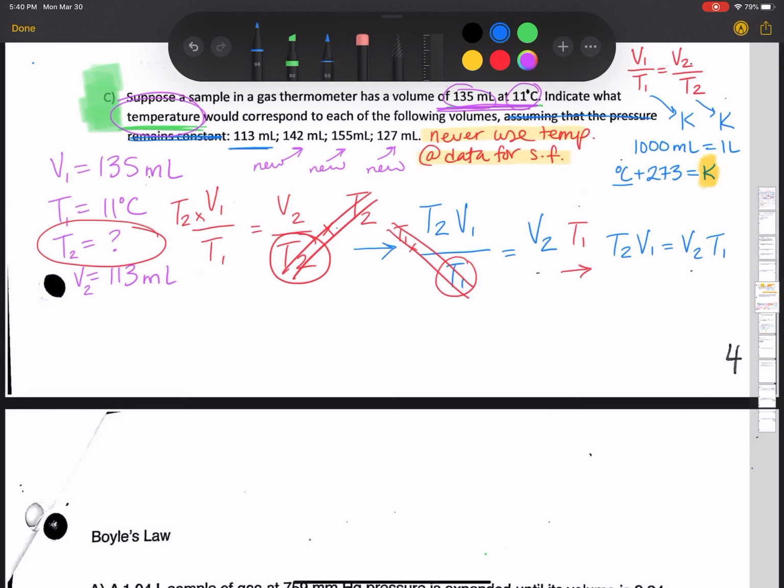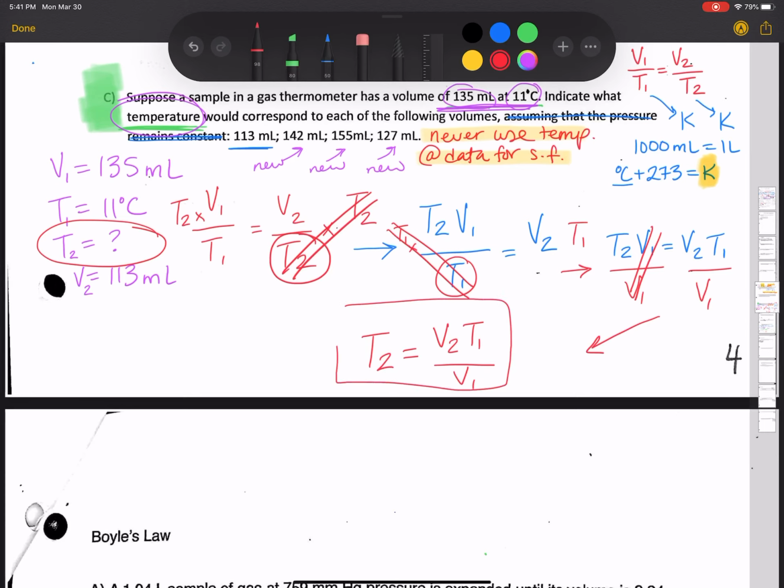My last step is now to get rid of V1. So I'm going to divide it on both sides. I got rid of V1 over here, and I've now got T2 by itself. So now I'm left with T2 equals V2 times T1 over V1. And this is my formula set up that I want to use.